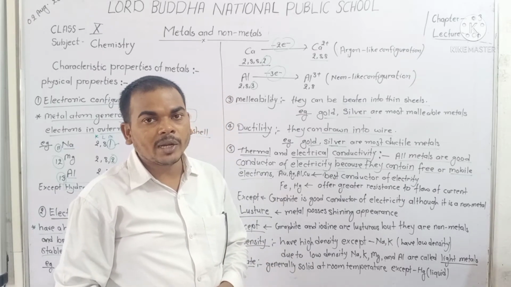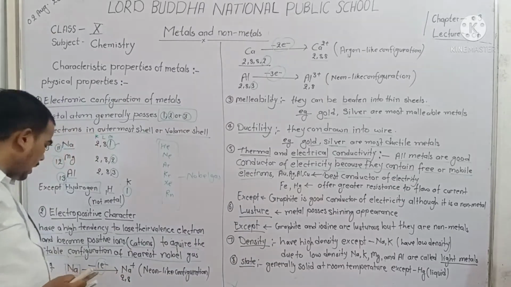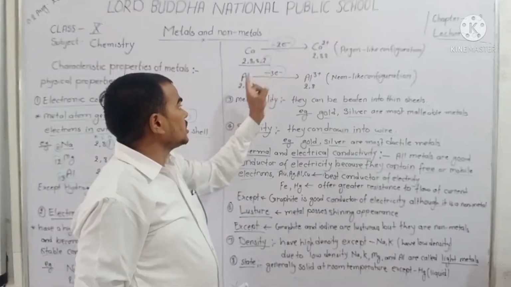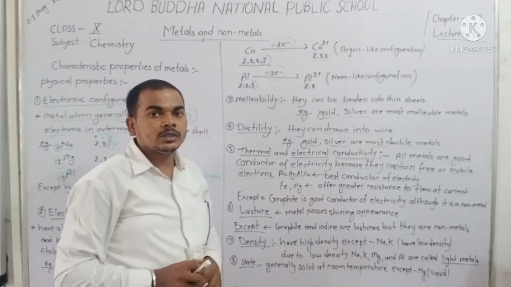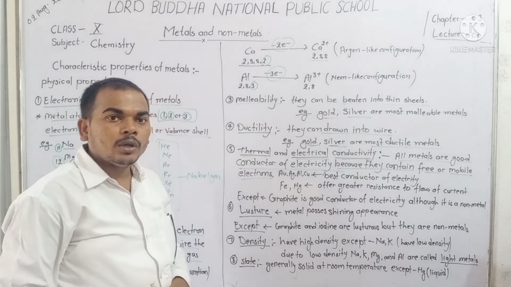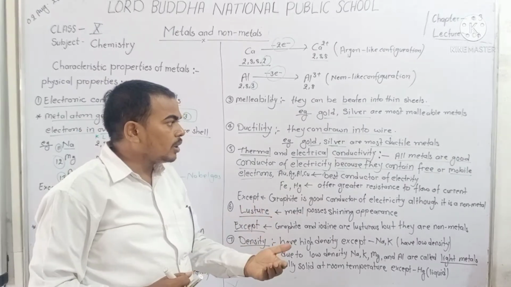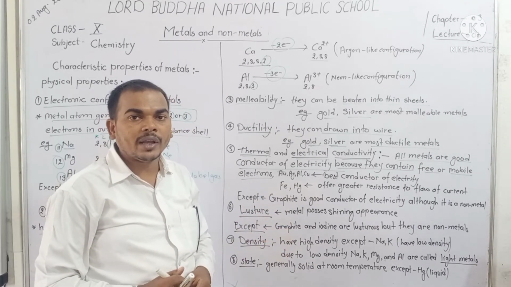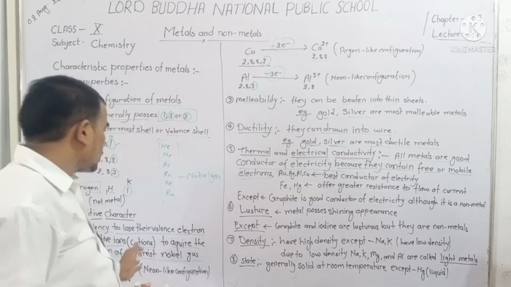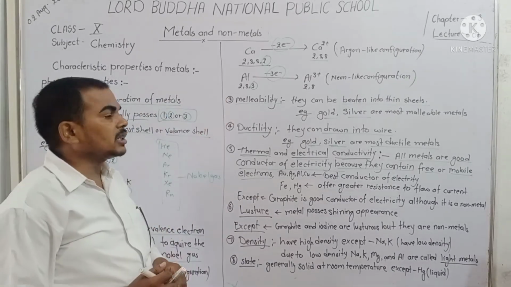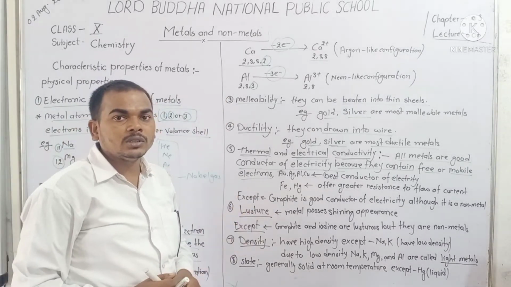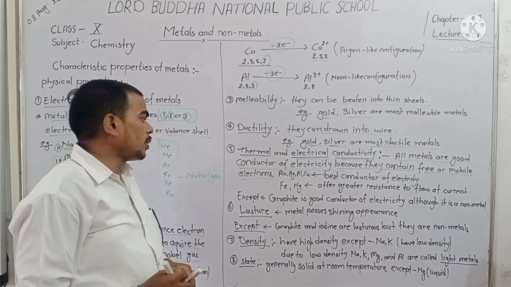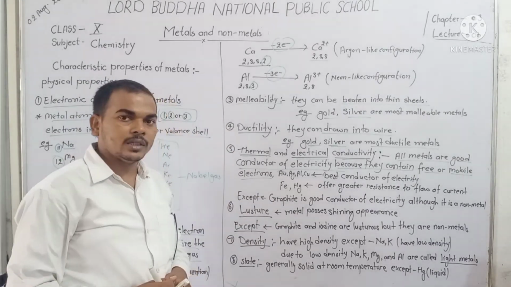Mobile means movable electron. Here, sodium has 1 movable electron. Calcium has 2 movable electrons. Aluminium has 3 movable electrons. So a mobile electron or free electron means a movable electron. You observe here, sodium, calcium, and aluminium are the metals which have movable electrons in the valence shell. So we say that they have the property of conductivity of electricity.